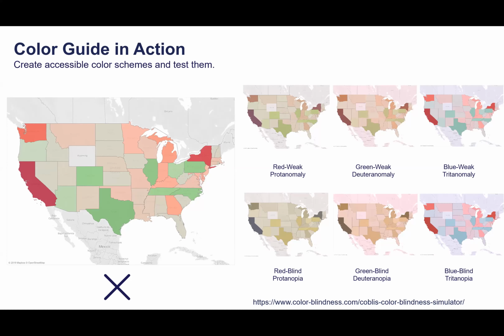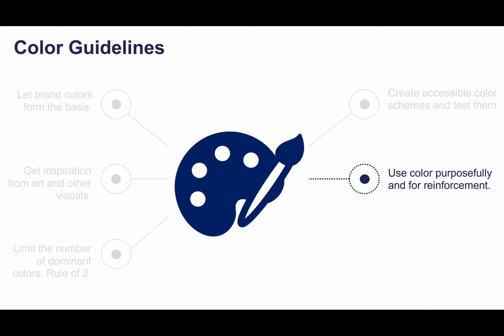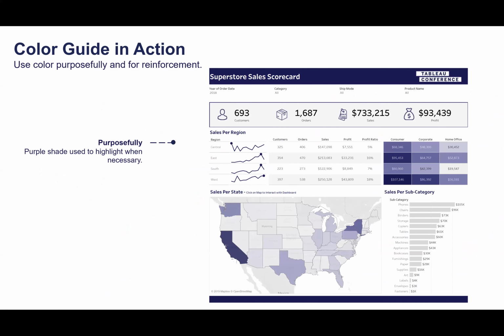And I think this is a point that a lot of people are hearing more and more. So make sure that you are actually listening to that, even though you might like those colors, make sure you're actually considering that before you use red and green again in the dashboard. So you also want to make sure you're using color purposefully and for reinforcement. So in this example, we're using color purposefully. The purple shade that you see here is only used to highlight when necessary. So I'm not using purple everywhere, especially not even for the bar chart. I'm only using it when I'm trying to highlight something.